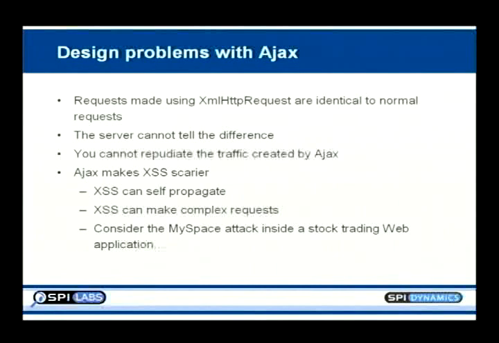So just what are some of these design issues that we're all talking about? The fact that requests can be made with XML HTTP requests that are identical to the original request is a problem. The server cannot tell the difference. You cannot repudiate traffic that was created by AJAX. You cannot prove that you didn't do that. Consider this in a stock trading site. Think about MySpace.com. You view one page, we said 4 minimum, but then it went ahead and updated your profile, or updated your heroes list and added you to your friend list. Looking at one page caused 4 to 6 requests to be made without your knowledge, and from the server's point of view, nothing bad happened.